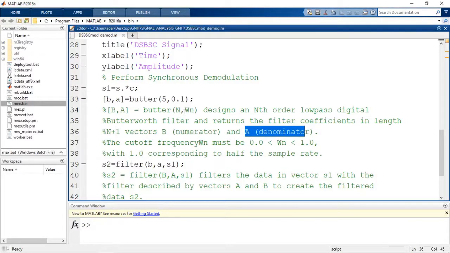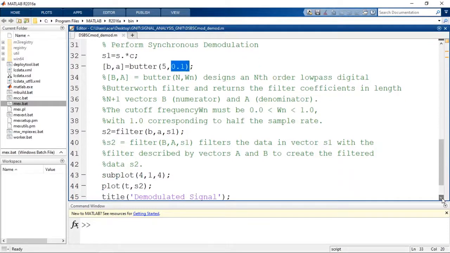This omega n is the cutoff frequency. It must be from 0 to 1. If you select 1, it corresponds to half the sampling rate. We have set it as 0.1. So we created a Butterworth low pass filter of nth order, fifth order here. Then these filter coefficients are obtained, b, a.